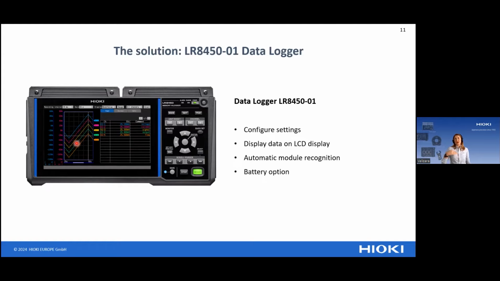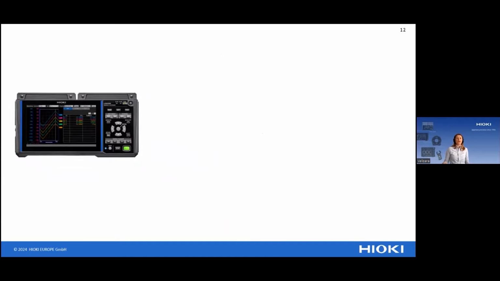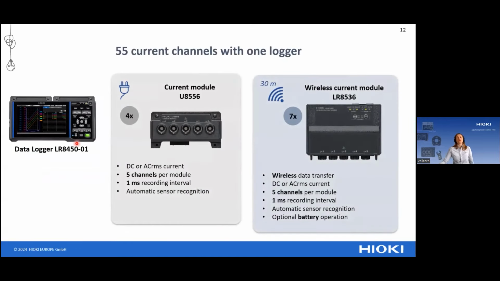But to collect or record data, you will also need some modules. For current measurement, we have two different types of modules. We have a plug-in module type, which you can simply plug in on top of the data logger. You can stack up to 4, so 2 and 2 modules on top of the data logger. And we have a wireless current module, which collects the data and transfers it via wireless LAN for a distance of up to 30 meters.